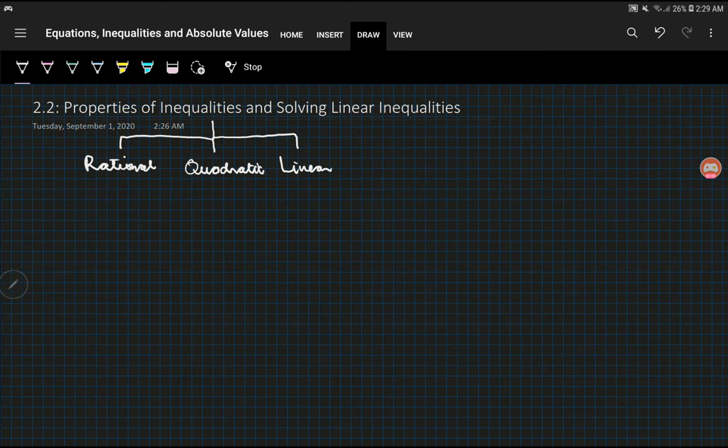But before we go into solving these kinds of inequalities, first we need to know the properties that relate to inequalities. I think I already discussed a little bit about properties of inequalities. I don't remember which video, but it was when I discussed the first chapter.